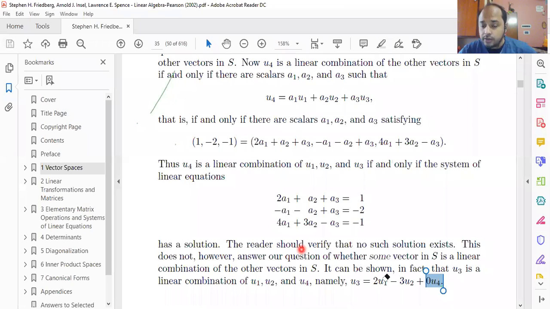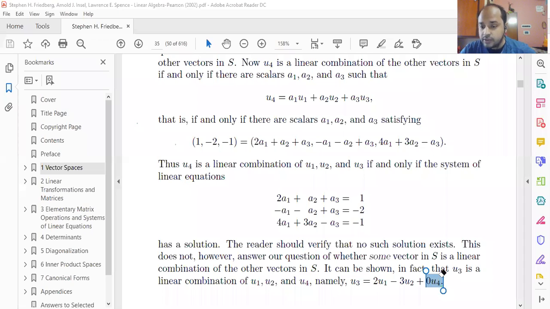You can do it by yourself. It can be shown that in fact U3 is a linear combination. However, they have shown that U4 is actually not a linear combination of these vectors U1, U2, U3. You cannot express U4 as a linear combination of U1, U2, U3. But on the other hand, they have shown that the vector U3, according to their choice, can be expressed as a linear combination of the remaining vectors U1, U2, U4.